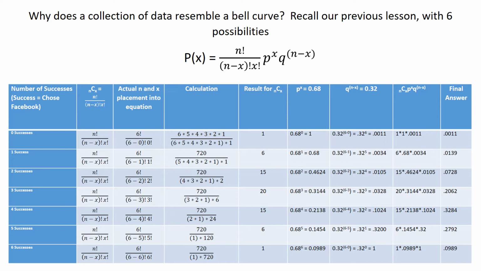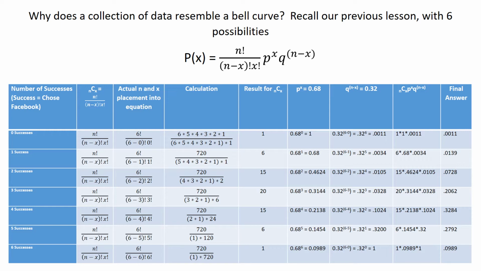Now, when we looked at the possibilities, remember our data before with the number of successes who chose Facebook. We had our percentages here, 0 successes, which is 0.0011, which is 0.11%, all the way to 6 successes. We did a calculation here with the binomial formula. And I want you to notice something here. It doesn't matter the combinations, the total summary. In other words, I could have 3 successes.